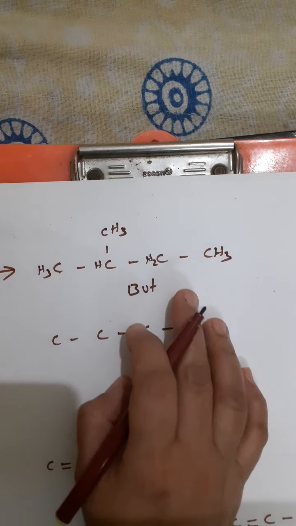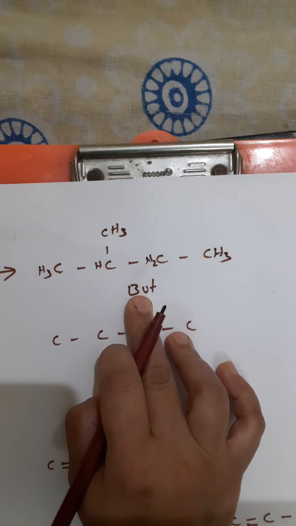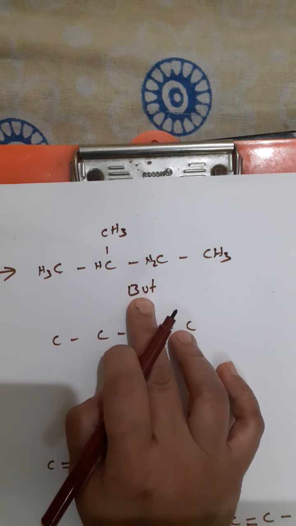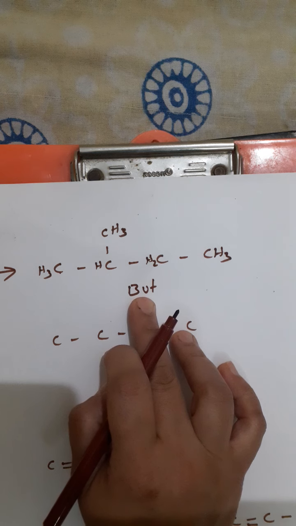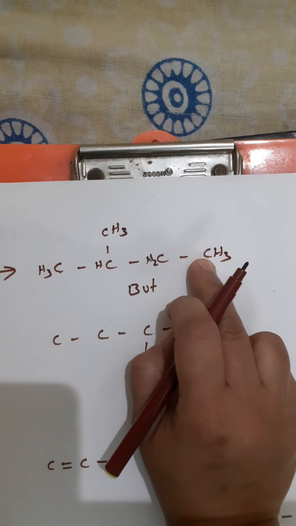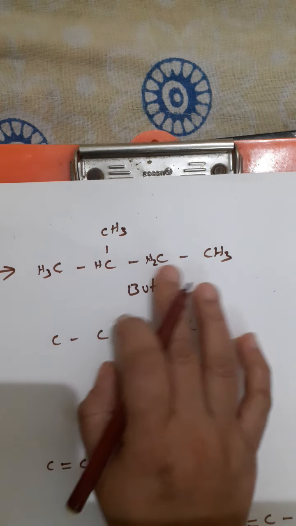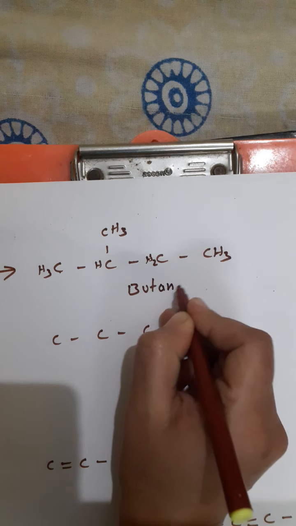So now let us come back to this one, naming. So you see, we have selected the longest chain. And what is that longest chain? Made up of 4 carbon. And so the root name is what? The parent name is but. And is there any kind of double bond or triple bond? No. So that means it's an alkane group. So that means it is butane.